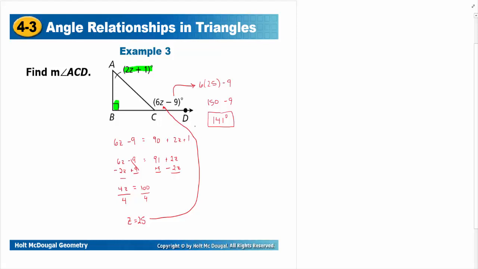Okay, just using the theorems. You know the theorems, and you can set up these equations easily because it makes sense. I'm just doing what the theorem says.